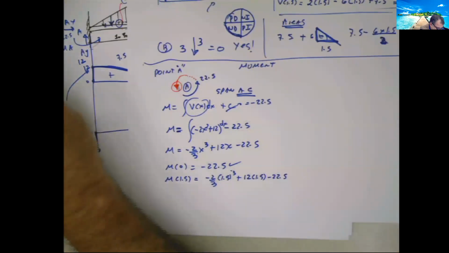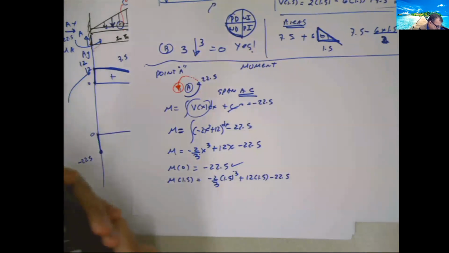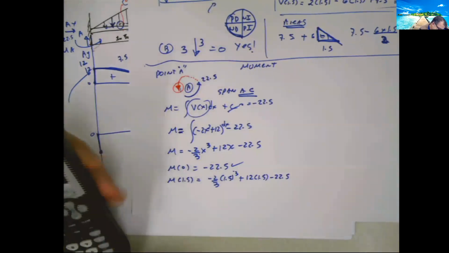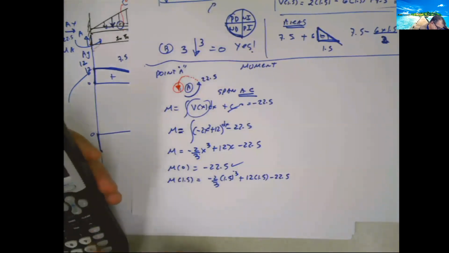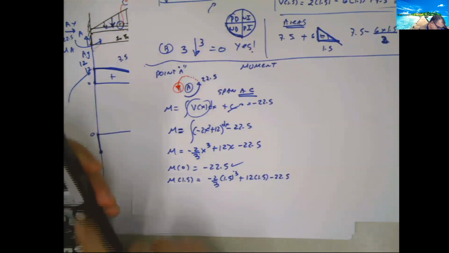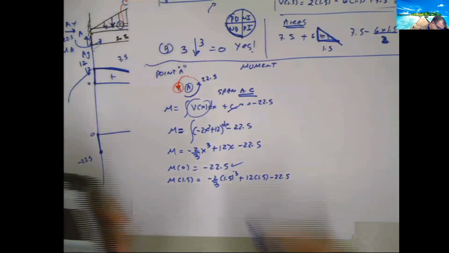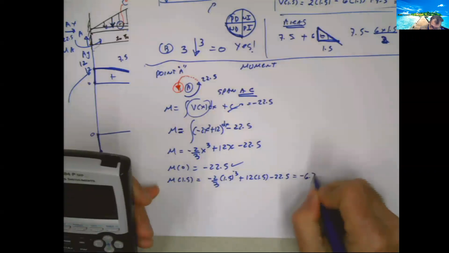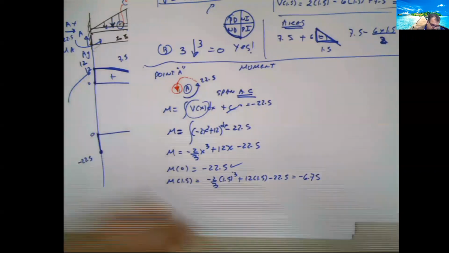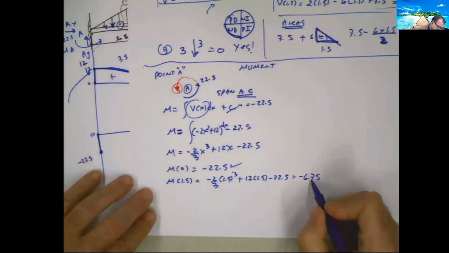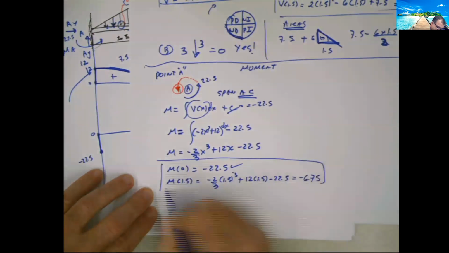Calculator. I'll be back. This is negative 2/3 times 1.5 to the third plus 18 minus 22.5. That's negative 6.75. Negative 6.75. That means that I need to plot that value.